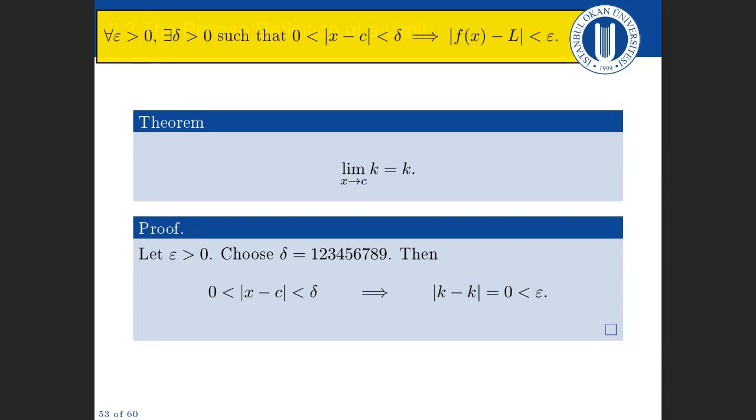Then, and this is not really needed, but then if x is close to c, that implies that k minus k is 0, and 0 is always smaller than epsilon. That's why, in fact, I could choose any delta I wanted here, because we always get 0 is less than epsilon here.